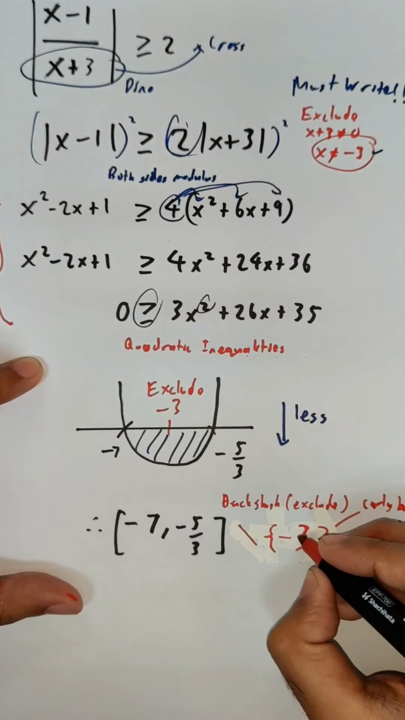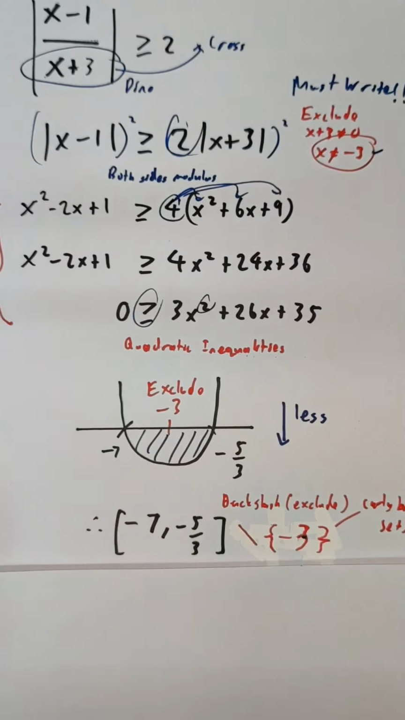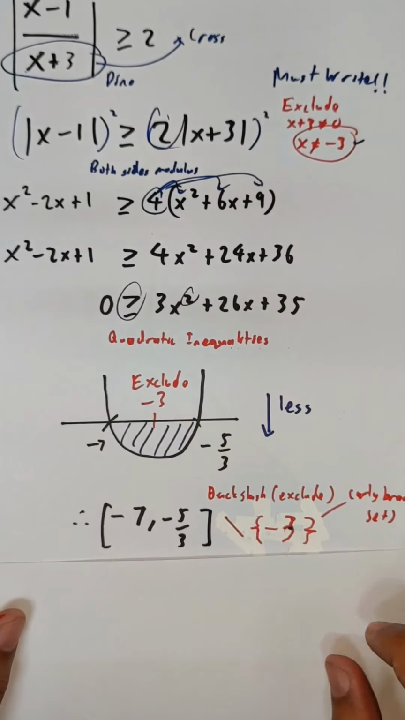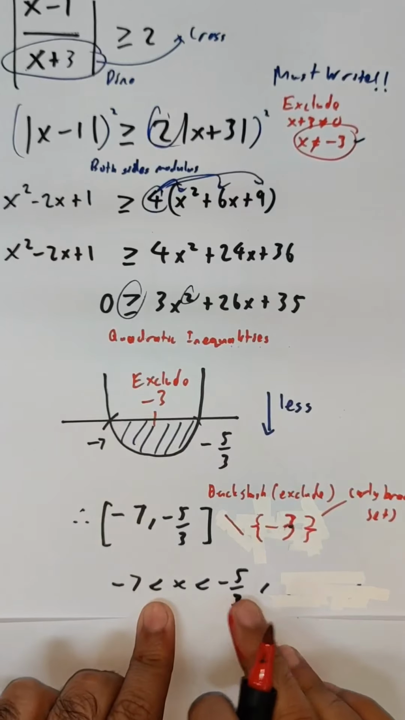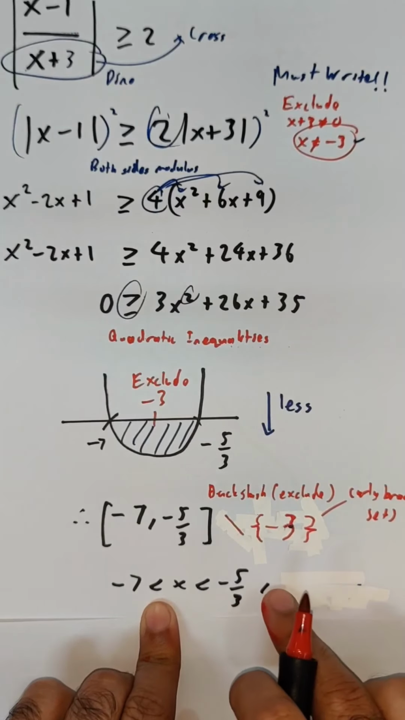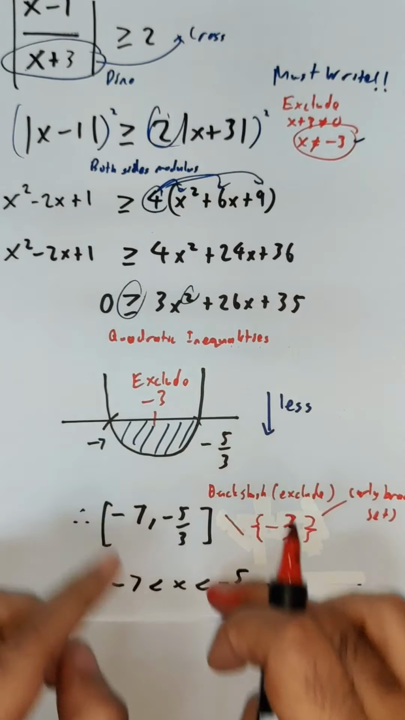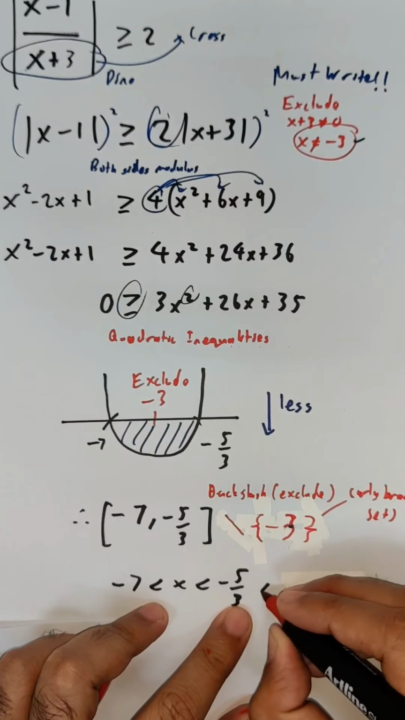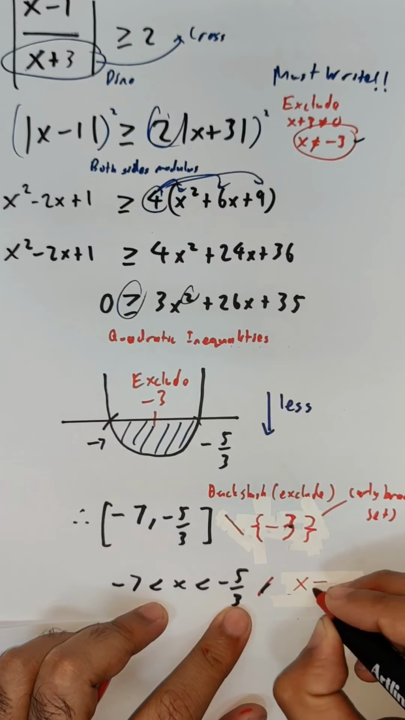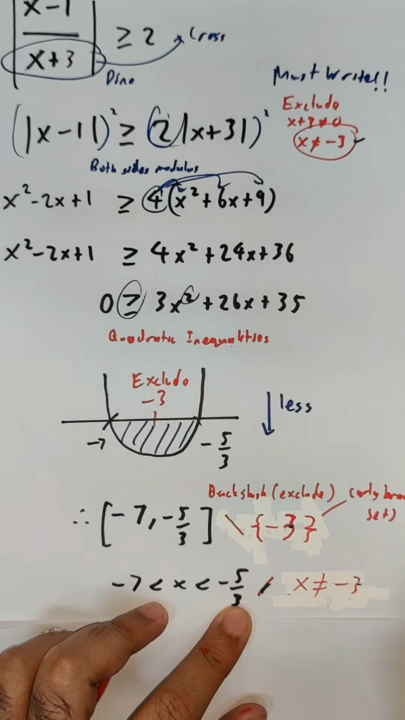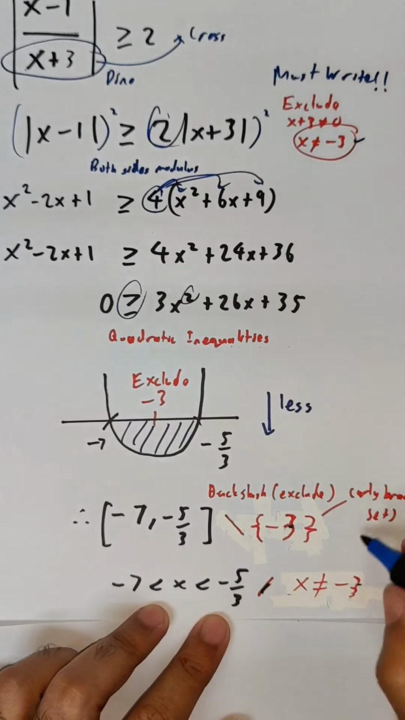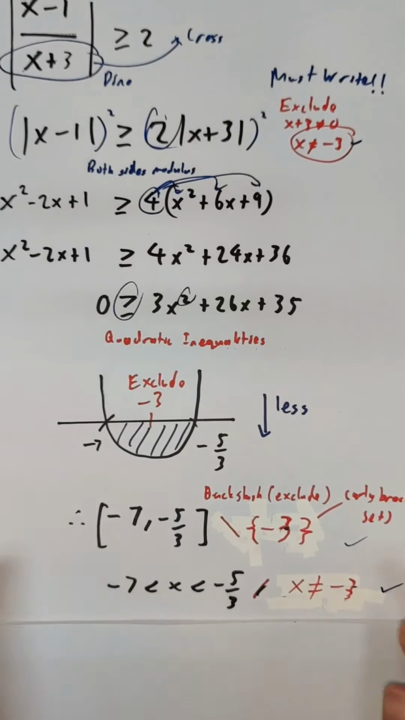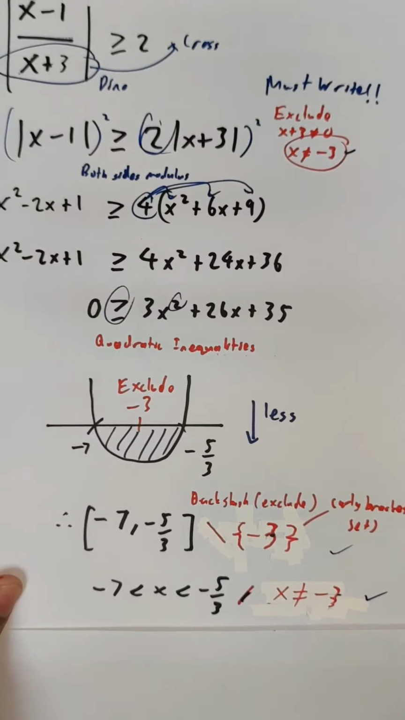So you can leave your answer in this form, which I find very easy. But of course, you can also leave your answer in this form where we write down the inequalities, put a comma once you have finished writing, and then write x not equals negative 3. Both of them are fine. You can answer in this way or in that way. I'm showing you a few more examples.